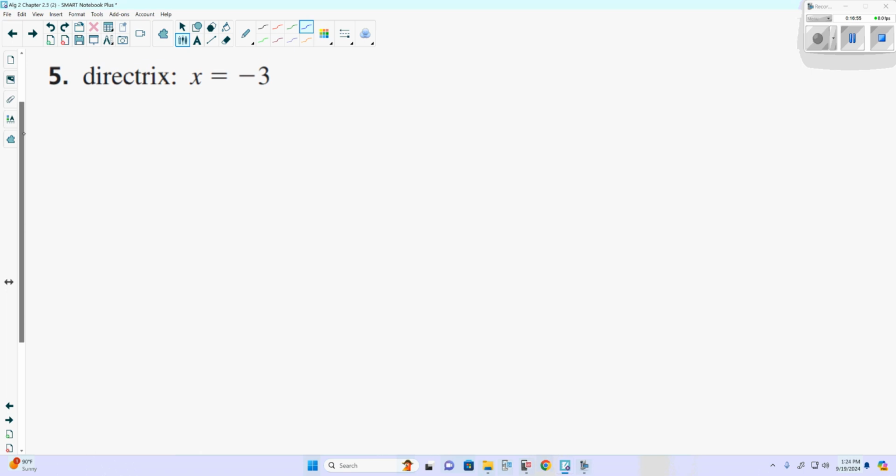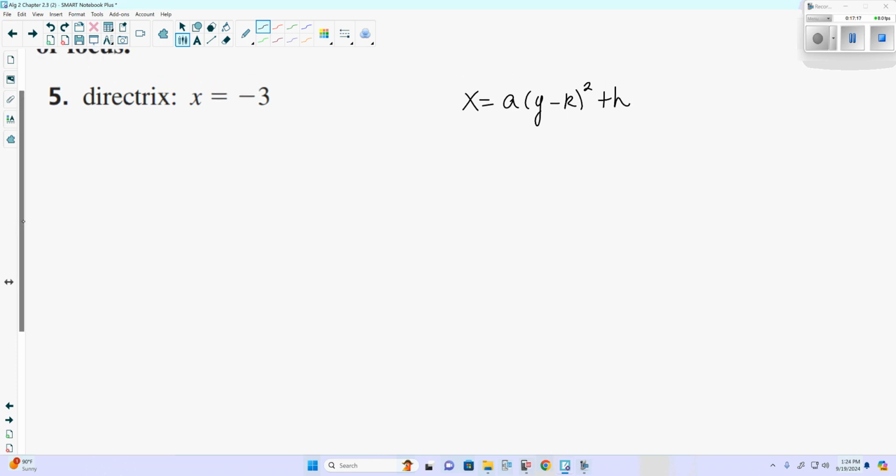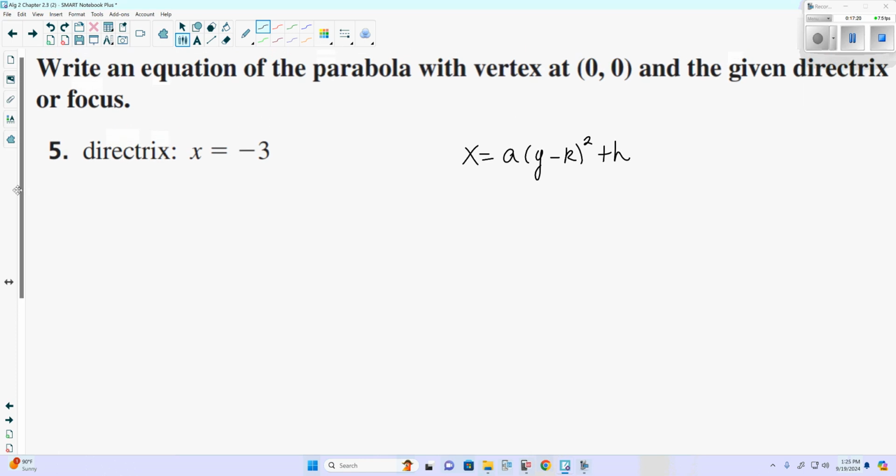Directrix x equals 3. Since that's the directrix, it means our general equation is x equals a times y minus k squared plus h. And our general form for the directrix is h minus p. So just with this information given, we know that h minus p is negative 3.